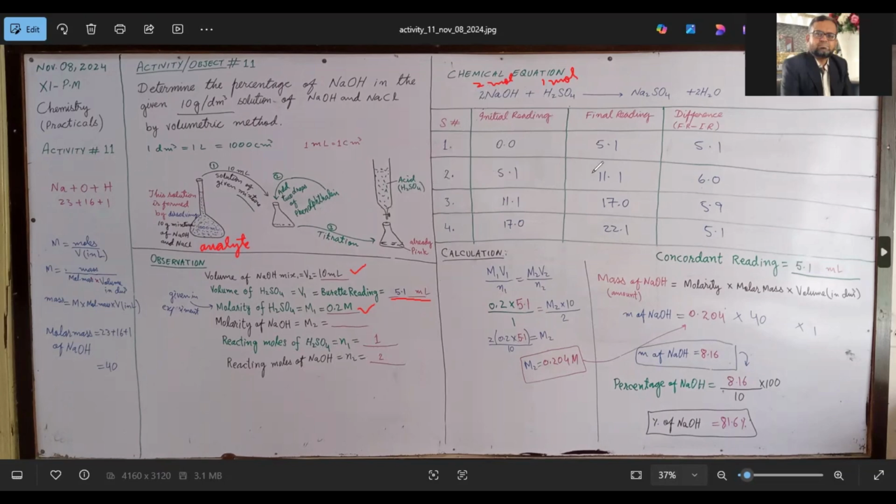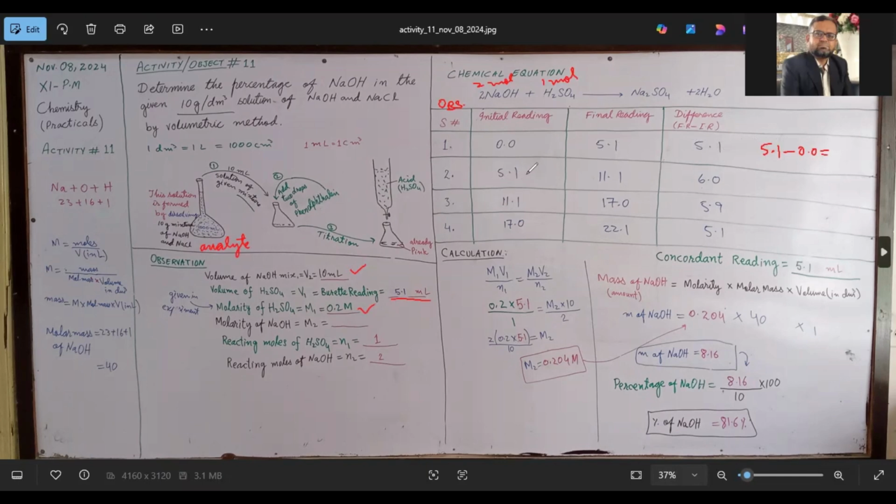And now see, these were the readings. This comes under the heading of observation. Okay. So in observation, we started from 0, and the final reading was 5.1. So the difference is again 5.1 because we calculate the difference by subtracting the initial reading from the final reading. This is the final reading, and the initial reading was 0. So the answer remained 5.1.